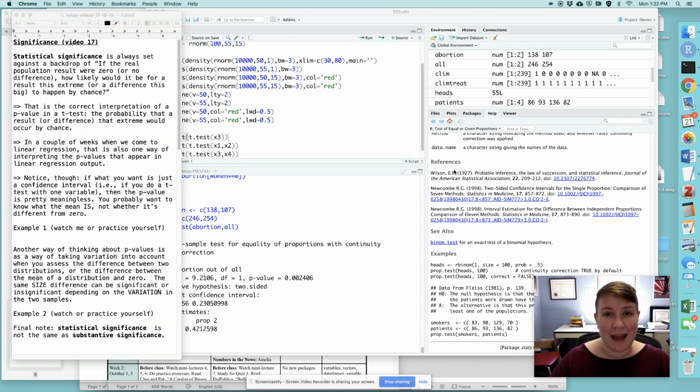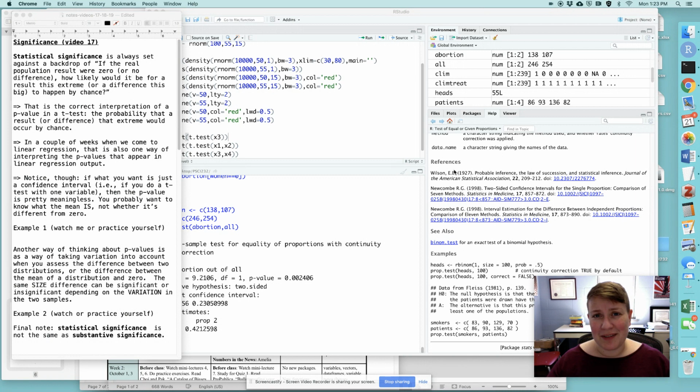They both rely on the central limit theorem and its finding that roughly 95% of all sample means will be within 2 standard errors of the true population mean. And so from the central limit theorem, we get confidence intervals, and we also get the sort of idea of a p-value. So in a couple of weeks, when we talk about linear regression, that's one way to talk about the p-values that appear in linear regression output.